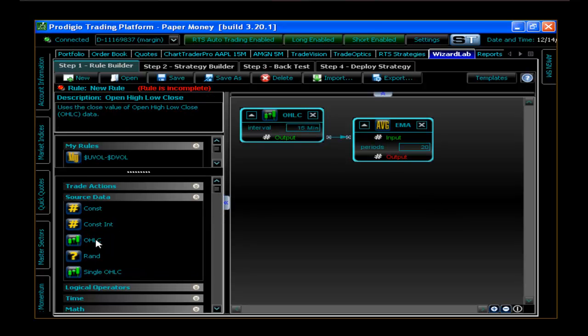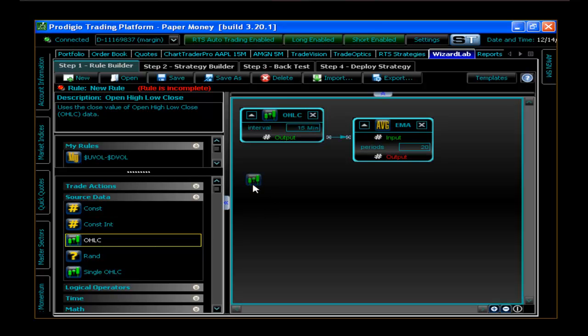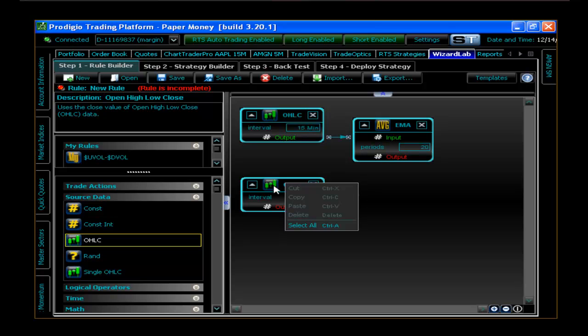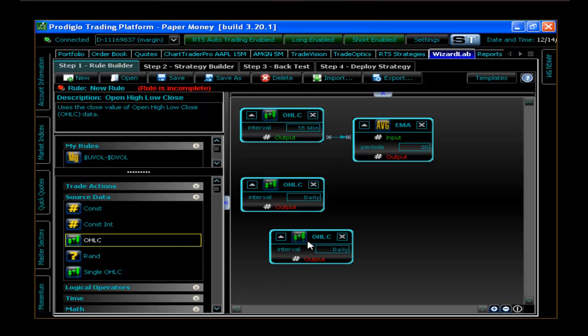Once again, I can scroll up to the source data and I can grab OHLC and drag it out onto my canvas. You can always right click on these, though you have to select it with a left click first. You can always right click and say copy and paste. So you can always copy and paste things in line here.